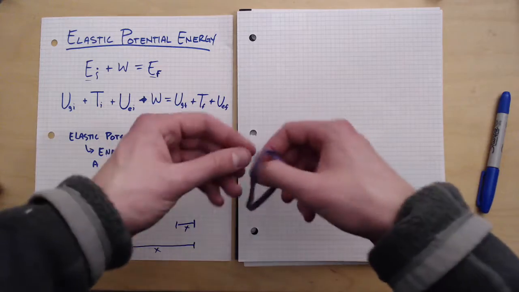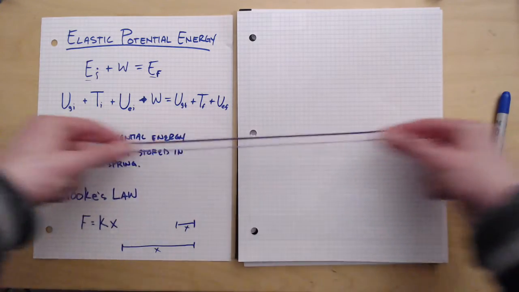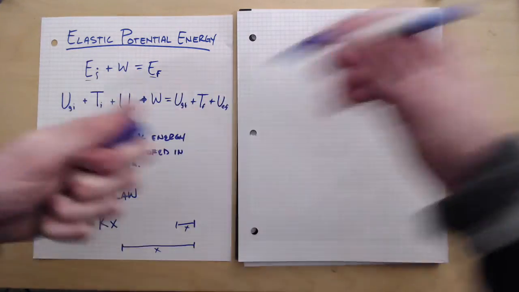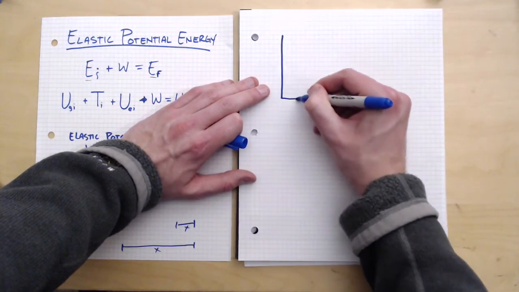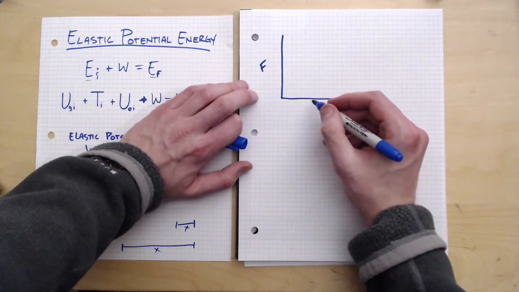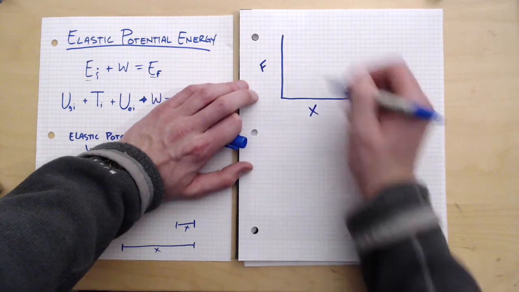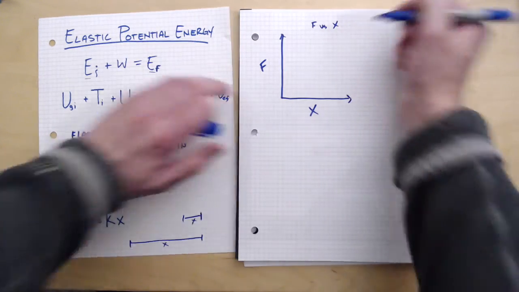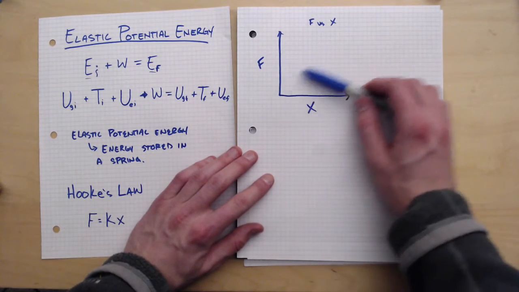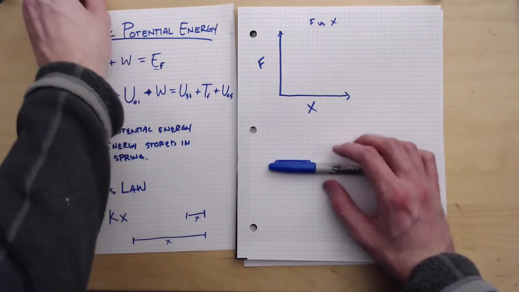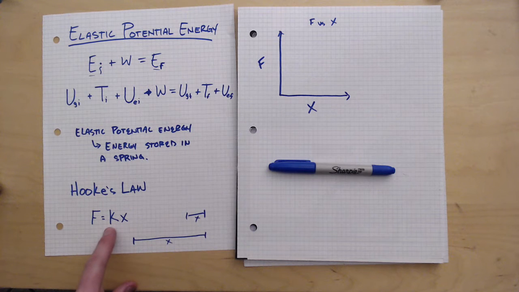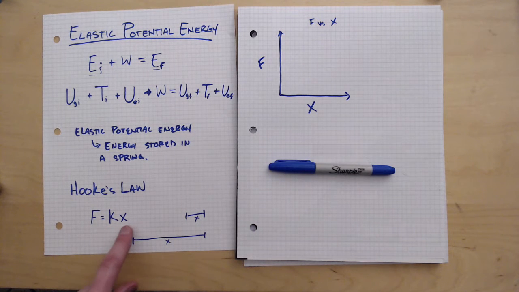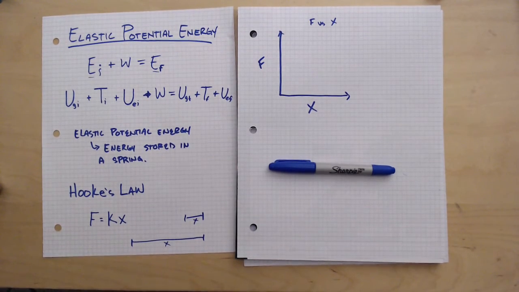Hooke's law also gives us a very useful graph as well. So if we have a rubber band and we're stretching it, let's say we would like to plot the force required to stretch it versus the distance that we stretch it. What kind of curve are we going to get here? Remember from Hooke's law, it says that the force is equal to the spring constant, which is just some number, times how far you stretch or compress that spring.